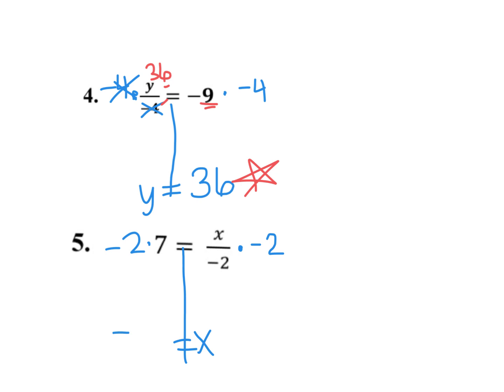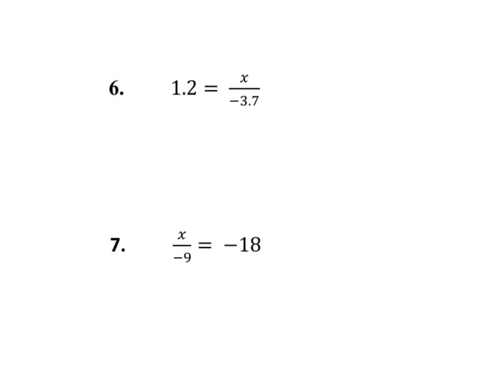Negative 2 times 7 is negative 14. In number 6, I want the x by itself. I'm undoing dividing by negative 3.7, so I'm going to multiply by negative 3.7 on both sides of the equation. We have to keep the equation balanced. These cancel each other out, and I'm going to use my calculator and do negative 3.7 times 1.2.